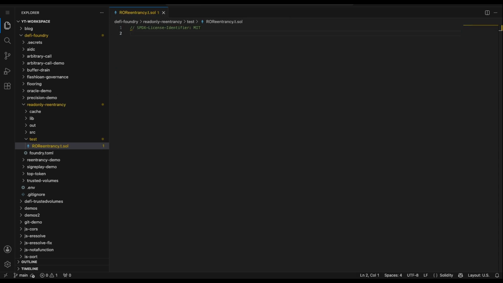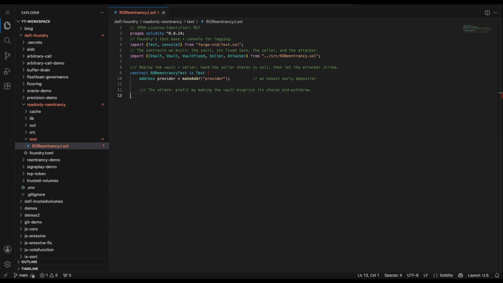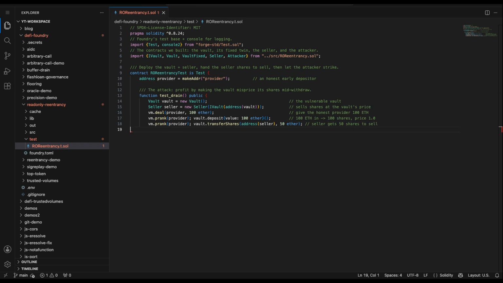Before we run anything, let's read the test, so a green check actually means something. It deploys the vault and the seller and gives an honest provider 100 ETH, who deposits it: 100 ETH for 100 shares, price 1. The provider hands the seller 50 of those shares to sell, then it builds the attacker aimed at both, funds it with 100 ETH, and calls spoon, the one call that does the whole attack.